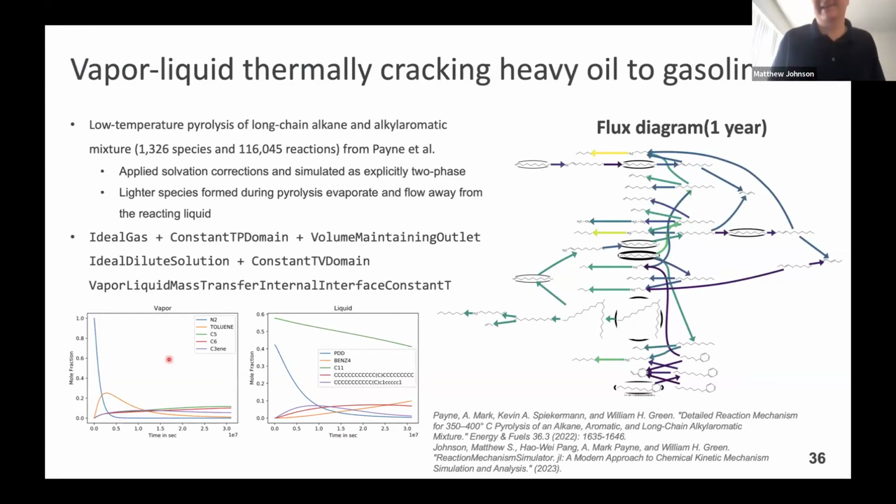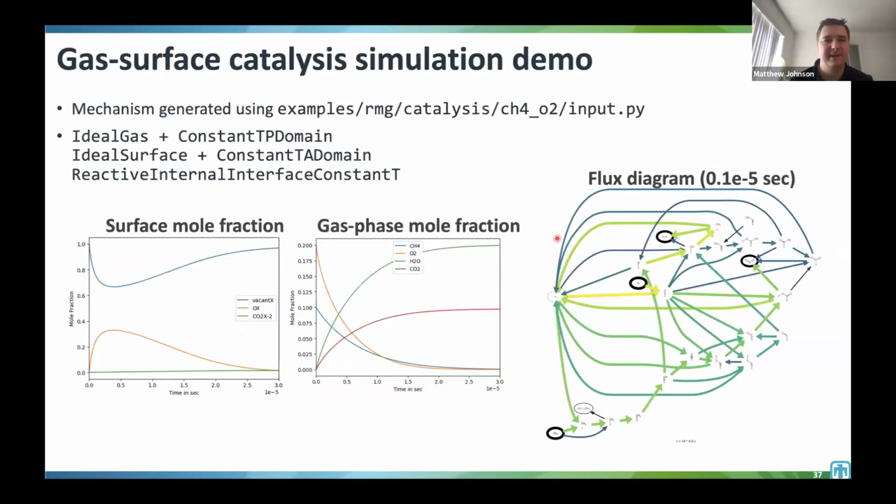So here's a more complicated example, which motivates a little bit more having the flux diagram, so that you can look at and see what species are doing in all of these cases where things are a little bit more complicated. This is where we have vapor liquid mass transfer, a much more complicated case that we've done with RMS. And here is the demo that I'll show in a second for catalysis, where we've got both a surface and a gas phase.